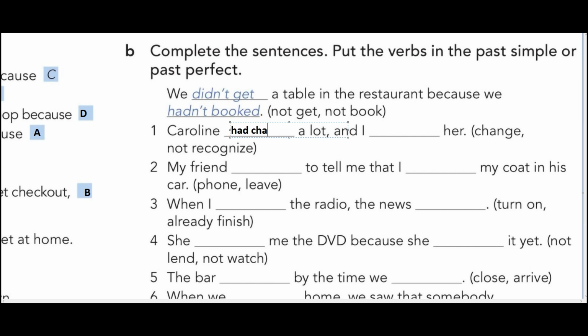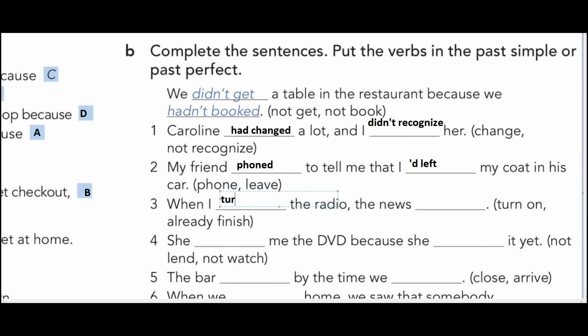Caroline had changed a lot and I didn't recognize her. Sometimes we can express or show the reason of something. Why I didn't recognize her? Because she had changed a lot earlier. So this action, of course, happened first. Next, my friend phoned me, or just phoned to tell me that I had left my coat in his car. So this happened first, then this one.